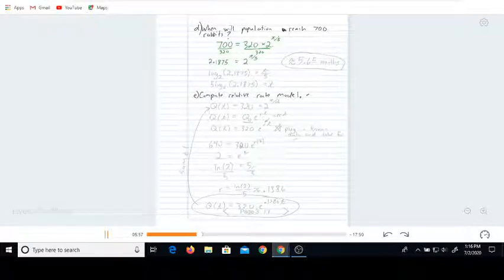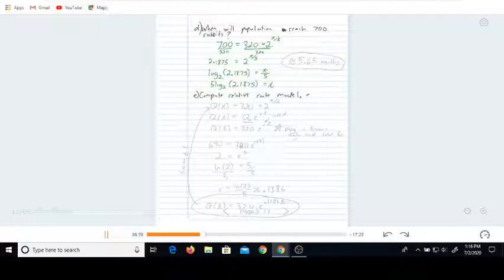So let's go ahead and change that to a logarithm. So it's log base 2 of 2.1875 equals t fifths. And so multiply both sides by 5. Alright, so that's the exact answer.